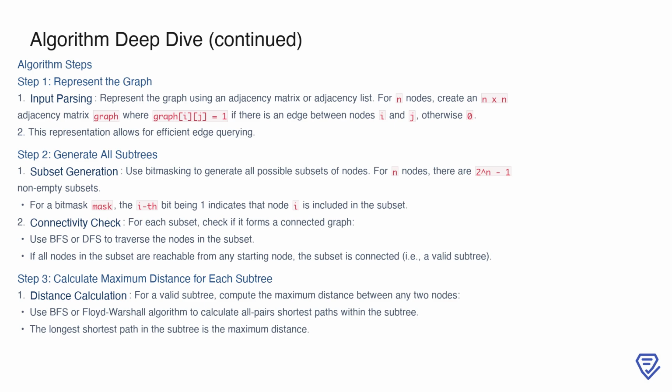For each subset, we check if it forms a connected graph. This is done by using a traversal algorithm like BFS or DFS to verify that all nodes in the subset are reachable from a starting node. If a subset is connected, it qualifies as a valid subtree. This step ensures we only consider meaningful subgraphs for further calculations.